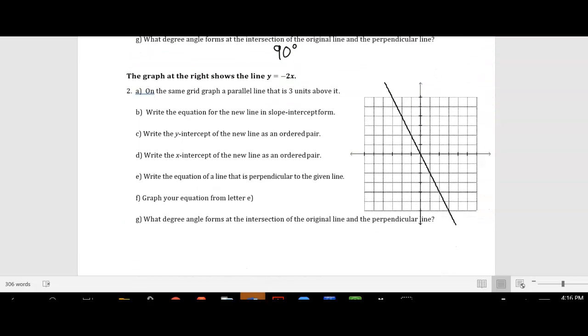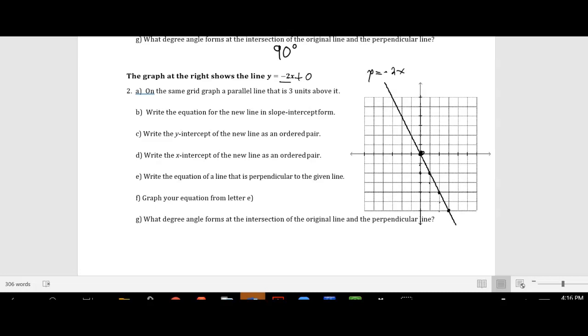If you look at your original line, we'd have a y-intercept of 0. So that's why we go through the origin. Our slope is here, the negative 2 over 1. So I go down 2, right 1, down 2, right 1, down 2, right 1. So that's our original line. We'll walk through basically the same steps here.